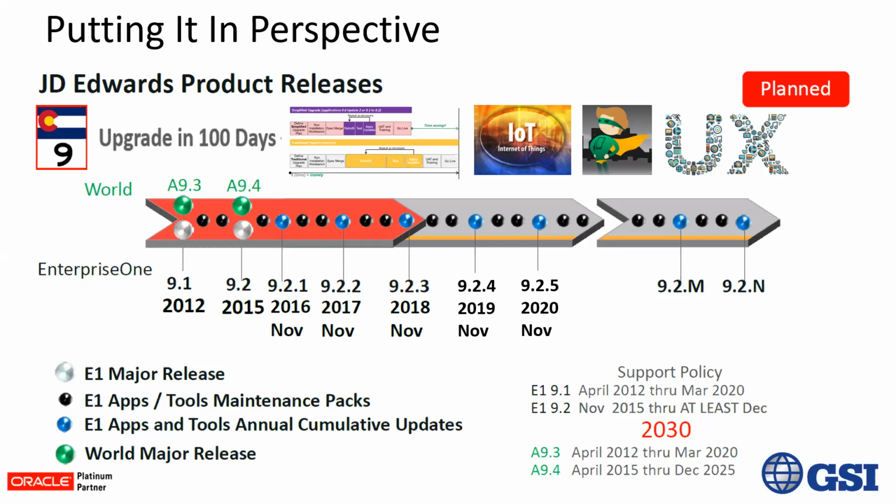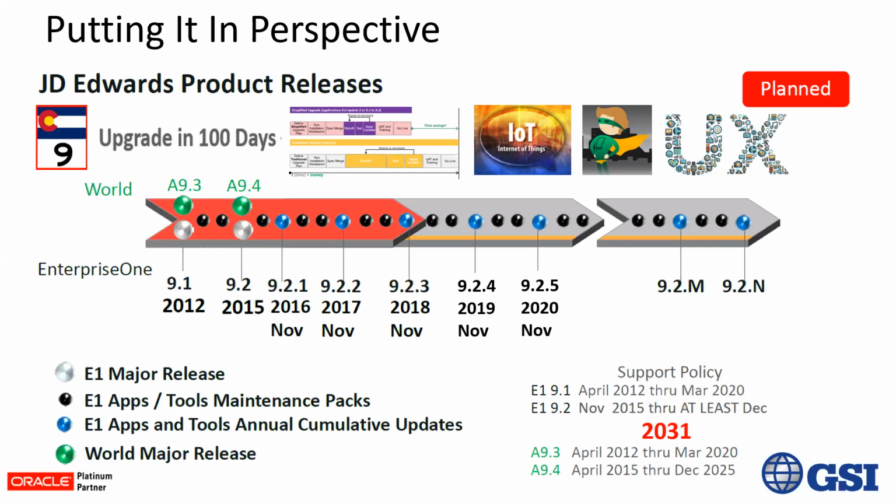But if you notice, Oracle said, let's do continuous innovation. There's no longer major releases. They're now application and tools, maintenance packs, and cumulative updates that are coming out. And you can see that it's about every year that some of these come out. And the most important thing is you have that support through 2031.